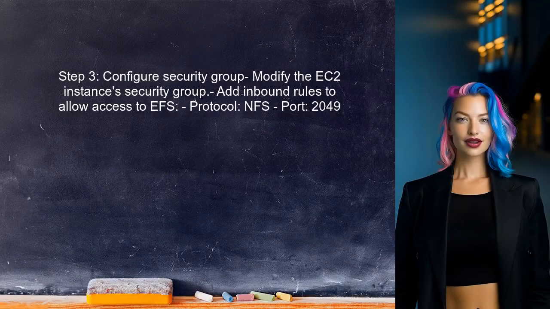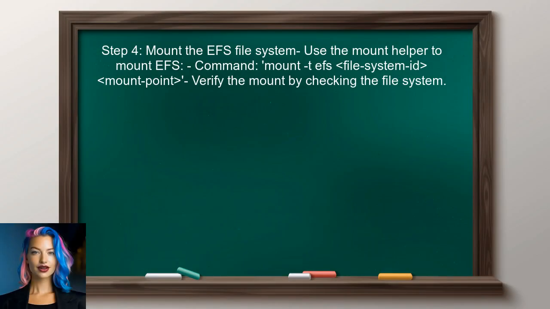After installing the Mount Helper, the user should configure the security group for their EC2 instance to allow access to the EFS file system. This involves modifying inbound rules. Finally, the user can mount the EFS file system to their Windows Server instance. This can be done using the Mount Helper with the appropriate command.